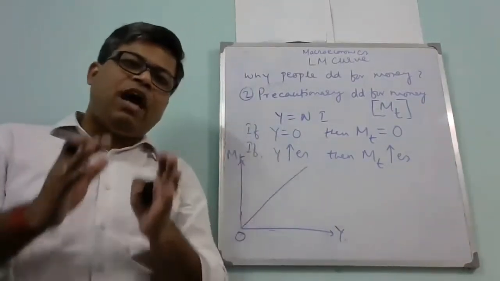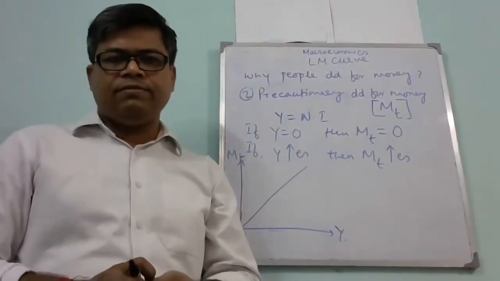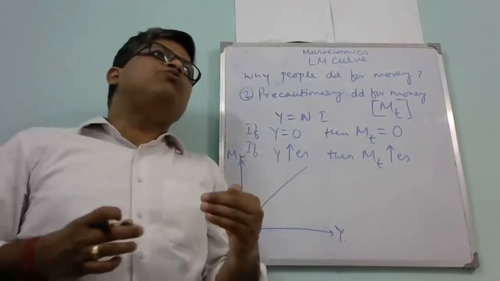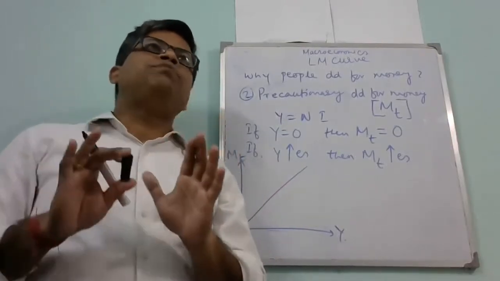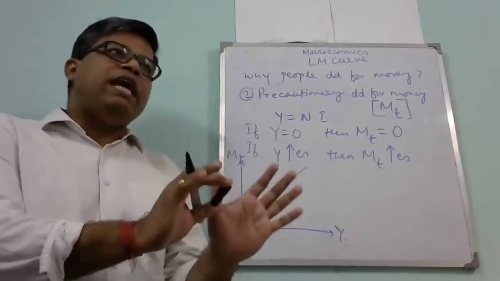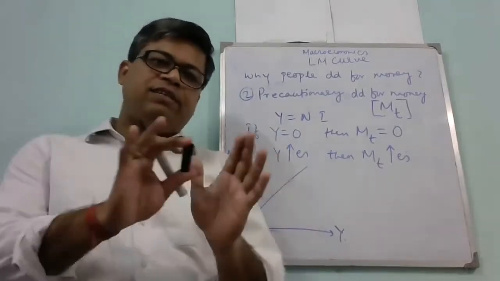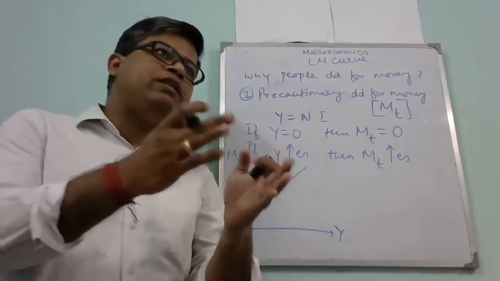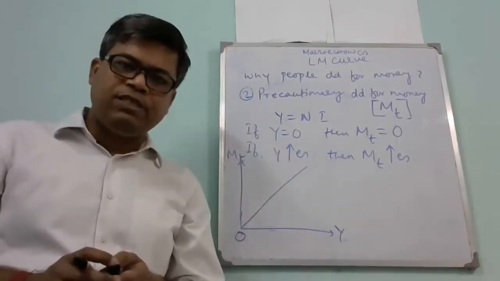Now, what are unforeseen contingencies? Precautionary means we want to just protect ourselves. Suppose any accident takes place. Then a huge amount of medical expenses is required.